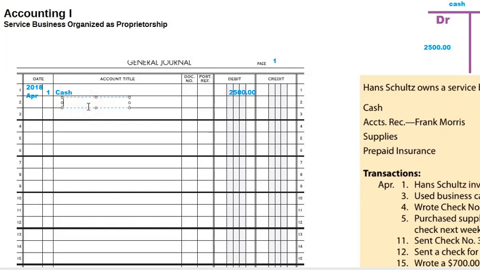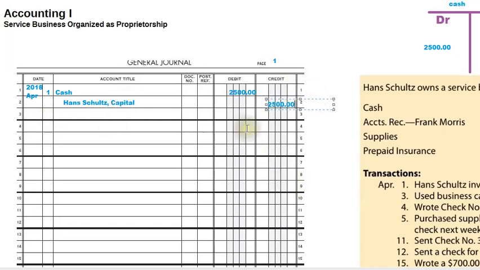We have the Hans Schultz Capital. Alright, Hans Schultz Capital is being credited. I put the amount, the same amount. Okay, debit to the left, credit to the right.